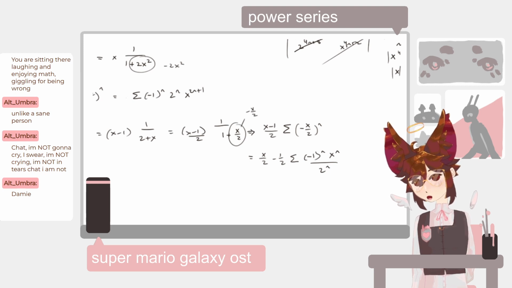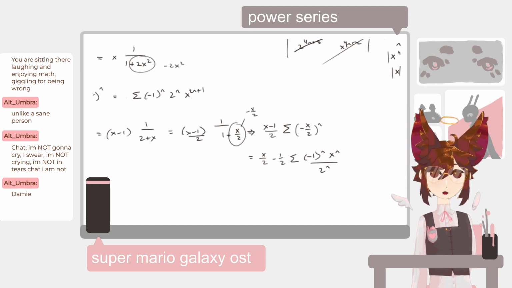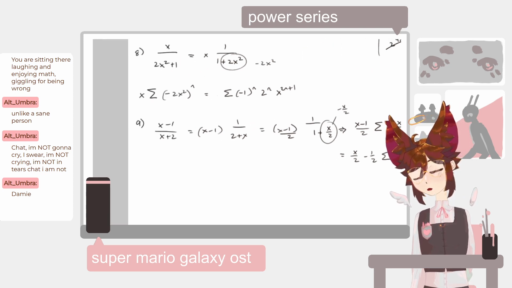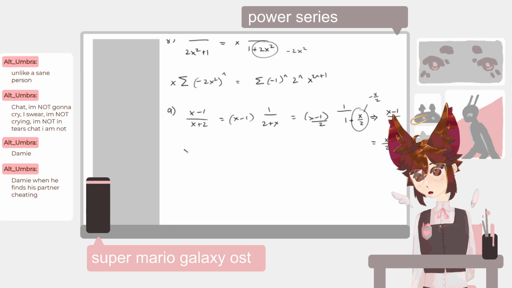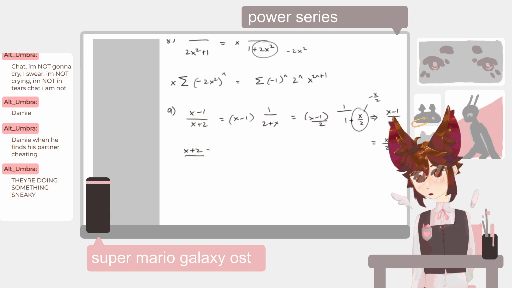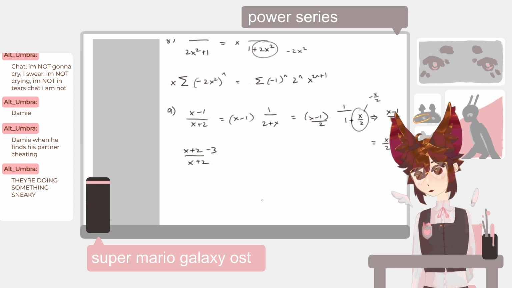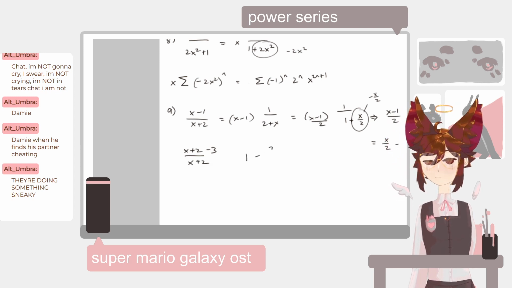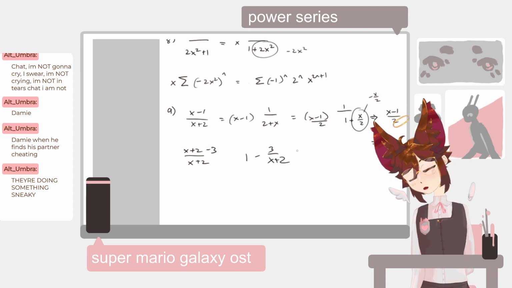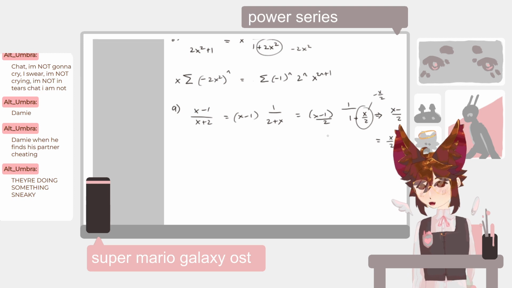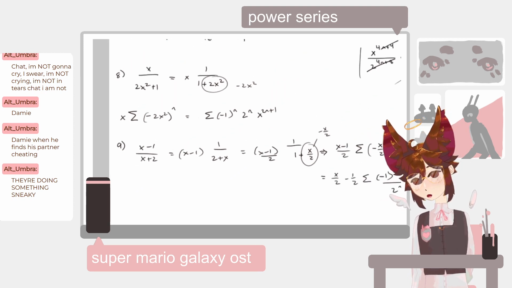Wait, this person's doing it a different way too. Oh! I see what they did. That's messed up. That's evil. They did x plus 2, x plus 2 minus 3 over x plus 2. And then you have 1 minus 3 over x plus 2, bro. Okay, I'm throwing this problem out. Maybe there's a reason he didn't assign this one. This one sucks.